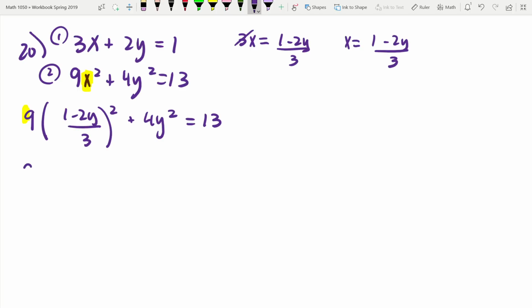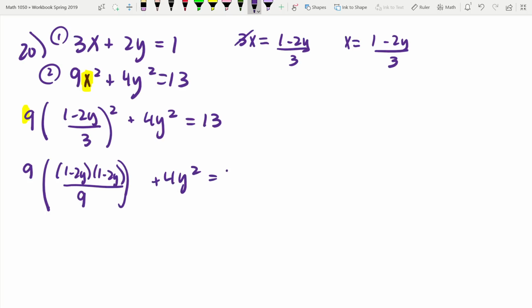Okay? Put your 9 down. If this is squared, then they're both individually squared. So the 1 minus 2y is squared on the top, and the 3 is squared on the bottom. Well, 3 squared is just 9. Inside, I would have (1 minus 2y) squared, which is (1 minus 2y) times (1 minus 2y). So all I did is just square both of those. Then I still have my plus 4y squared equals 13.